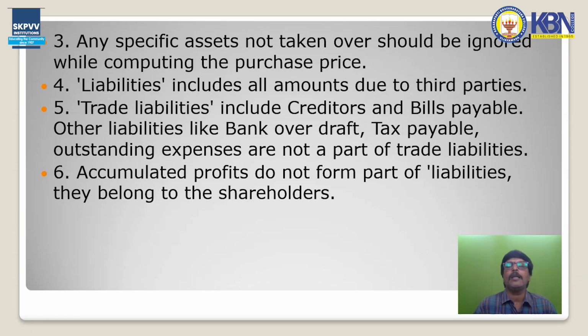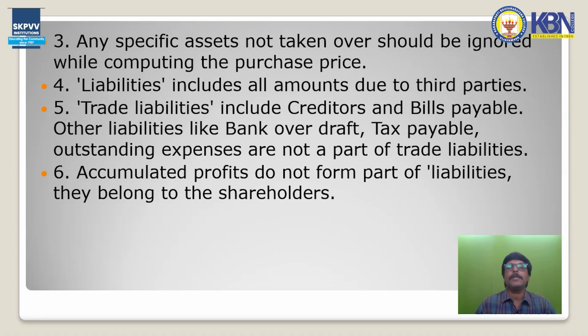Liabilities include all amounts due to third parties. Liability means obligations, that means those which are due to third parties, we should consider. Trade liabilities include, as the name itself says, creditors and bills payable. Other liabilities like bank overdraft, tax payable and outstanding expenses are not a part of trade liabilities. Only trade liabilities include two items, creditors and bills payable. Other liabilities, bank overdraft, outstanding taxes and outstanding expenses are not a part of the trade liabilities.